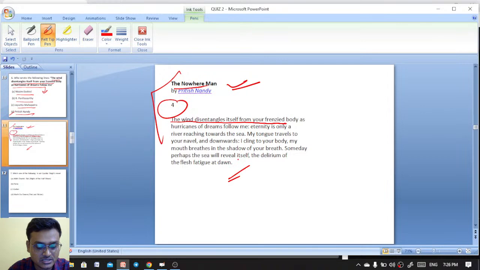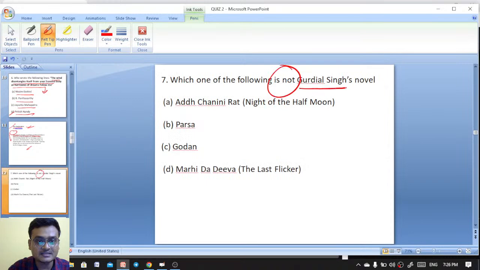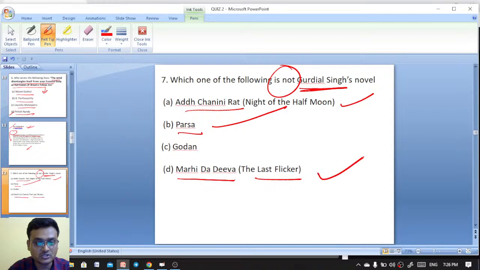The Now Where Man by Petis Nandi. Which one of the following is not a Gurudev Singh's novel? Adha Chandini Raat is a novel by Gurudev Singh. Parsa is also a novel. Mari Daha Diva, that is Last Flicker, is also a novel by Gurudev Singh. Whereas Godan is a novel by Munshi Premchand.